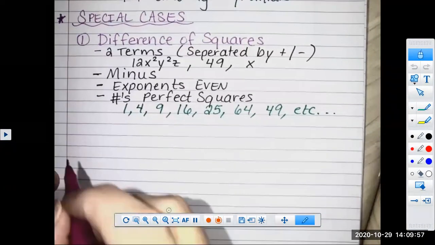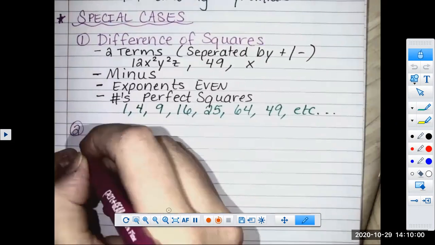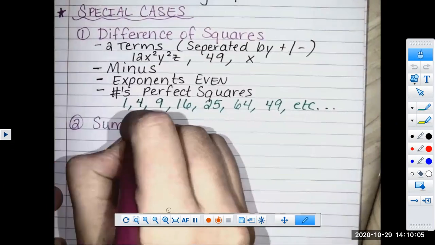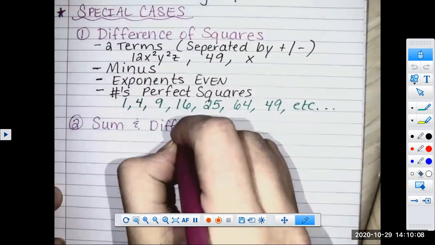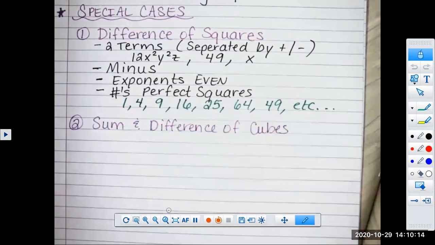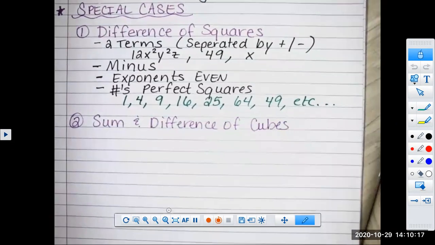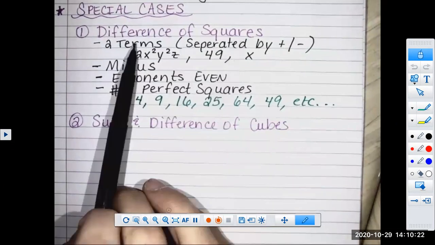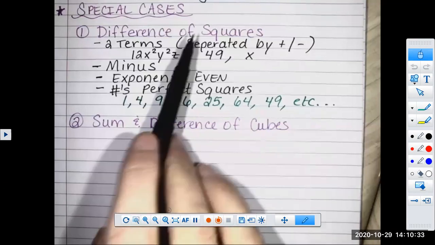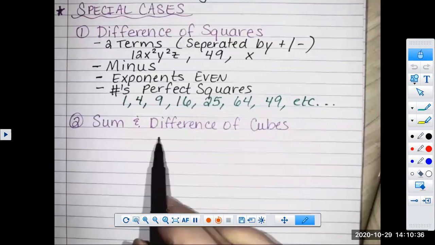Okay, we'll go ahead and talk about our next special case, but we're going to focus on difference of squares first. The next special case is called the sum and difference of cubes. So notice that if you're dealing with perfect squares, I only have the difference of squares. Sum of squares is not a thing. It's what we call prime, and it's not factorable. So only the difference of squares is factorable, but when we get to cubes, the sum and the difference of cubes is factorable.